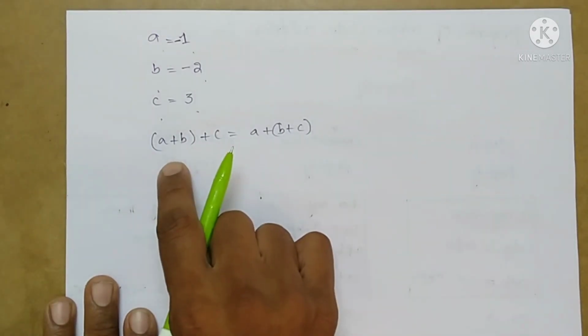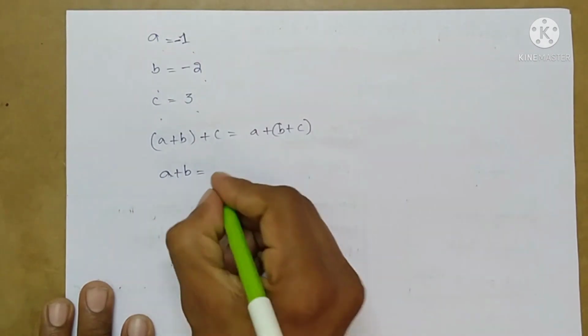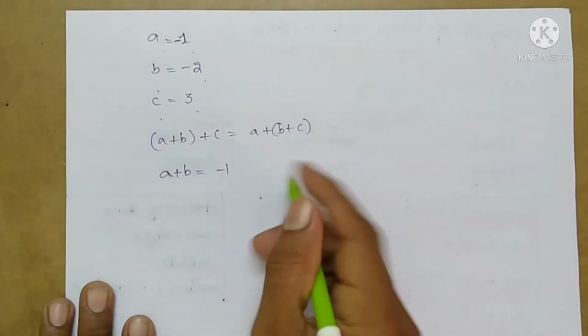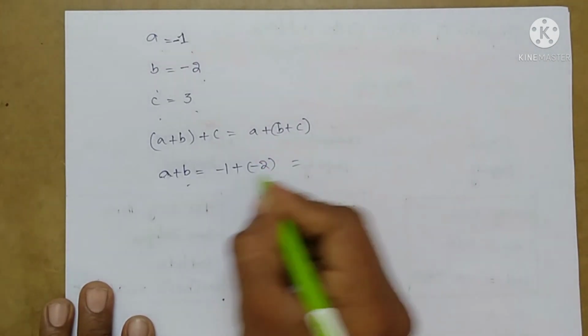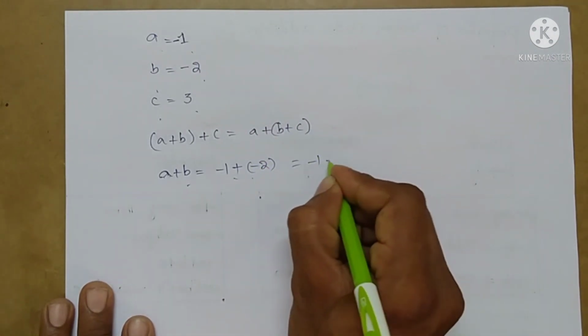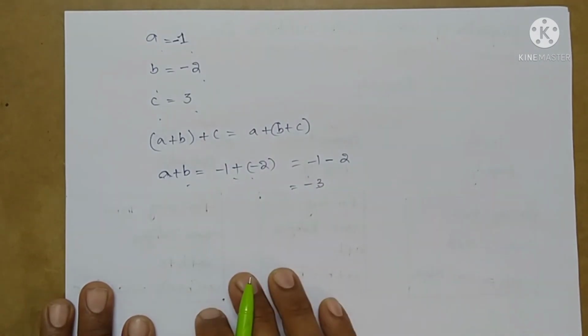So let's find a plus b. Here a is equal to minus 1, and b is equal to minus 2. So minus 1 plus minus 2 is equal to minus 3. That is the result.